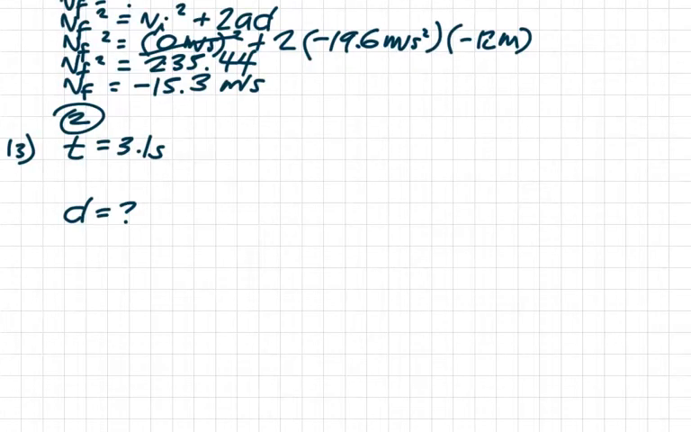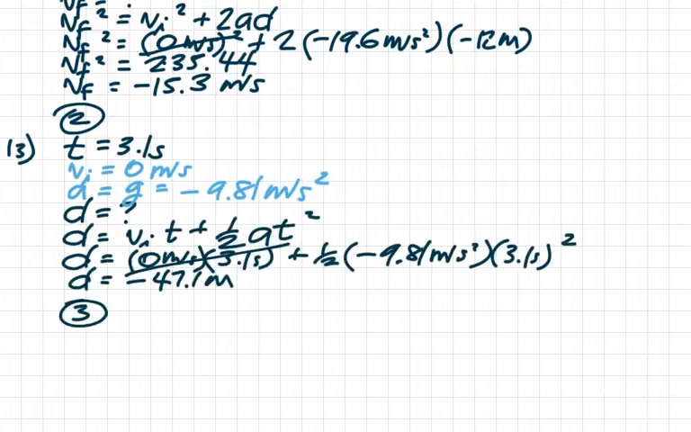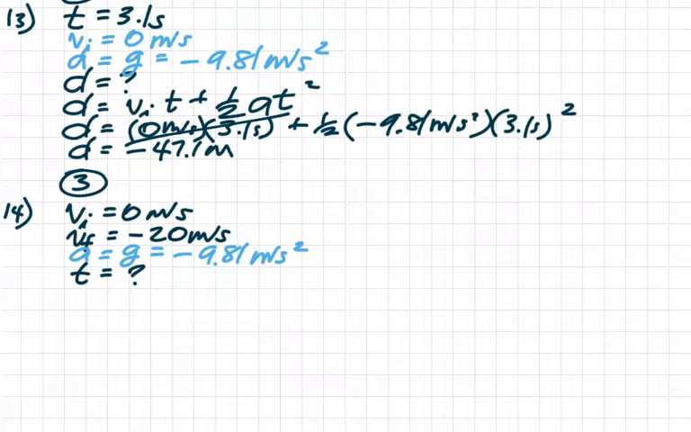Got a baseball being dropped, takes 3.1 seconds to fall from the top of a building, wants to know the height of the building, or in other words, what was its displacement. Since it's being dropped, we also know V initial is 0, and the acceleration due to gravity is negative 9.81 meters per second squared. Ball fell 47.1 meters down, so that's the height of the building, choice 3.